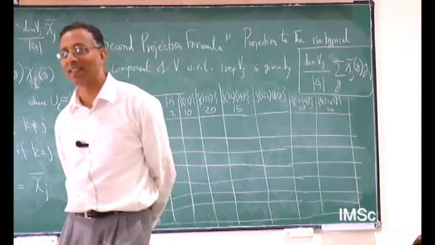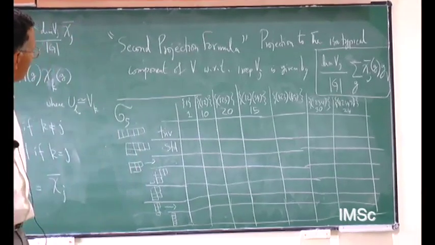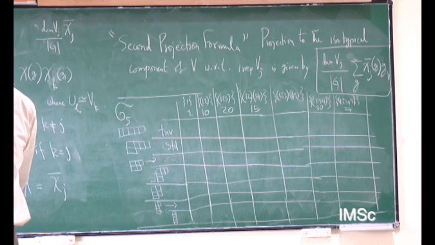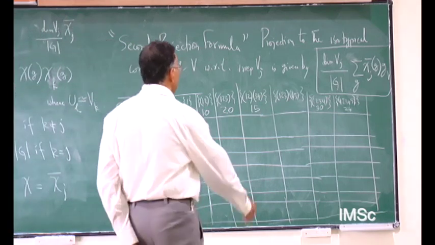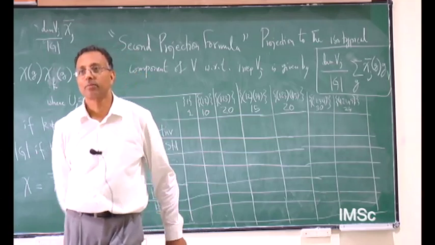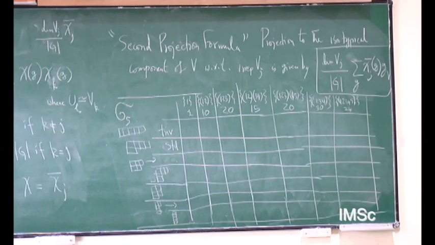Okay, what is the final answer? 5 choose 3 is already 10. 10 into 2, 20. 3 into 2 into 1. 5C3, how much? 5C3.